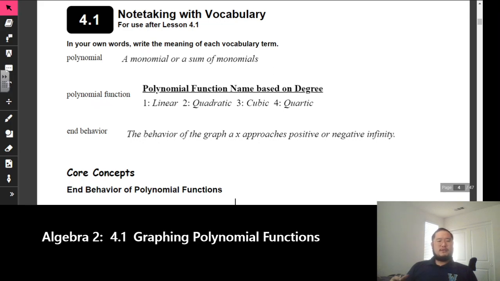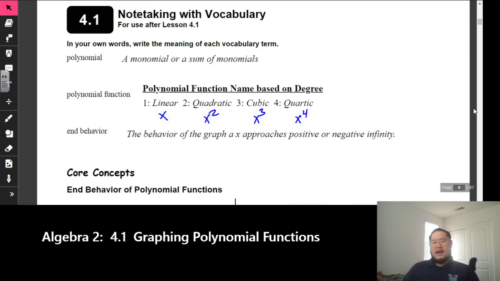So when we go more specific to polynomial function, I have right there listed the polynomial function name based on degree. Okay, we should be familiar with the first two. A linear equation is when we have y is equal to x, okay, and it's x to the first power. Hopefully now we know number 2 for a quadratic. That's when we have y is equal to x squared, right? So it's to the second degree. If it's cubic, then it's x to the third, and quartic would be x to the fourth.